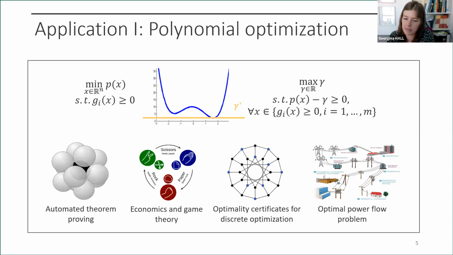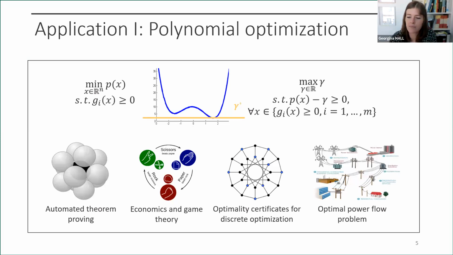Economics and game theory is another place where polynomial optimization arises, for example, in polynomial games. Optimality certificates for discrete optimization: if you want to certify that a certain number is optimal for a given discrete optimization problem like max cut or something like that, then you can use polynomial optimization there.